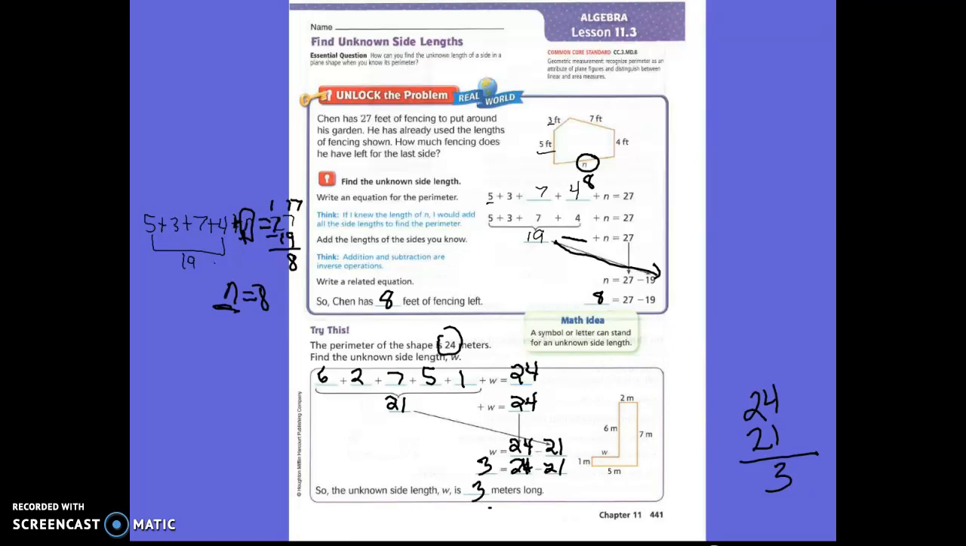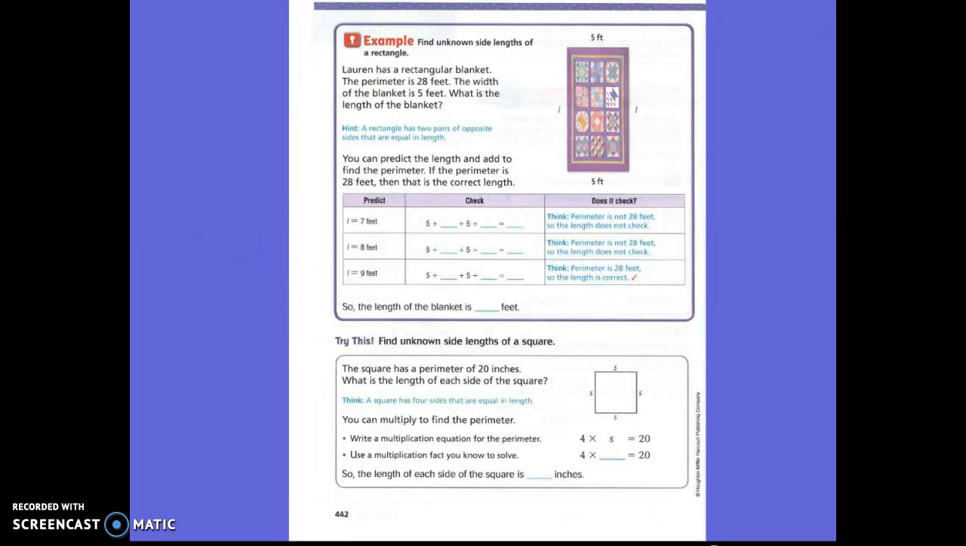Go to the next page. All right. Let's read this problem. Lauren has a rectangular blanket. The perimeter is 28 feet. The width of the blanket is 5 feet. What is the length of the blanket? Now you have 2 unknown sides. But what do you know about a rectangle, guys? The 2 sides should be the same, right? So if you find this number, they should both be the same, right?